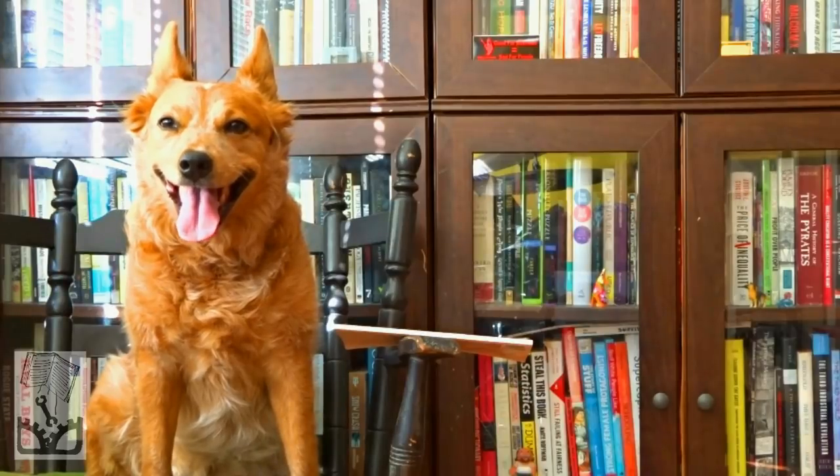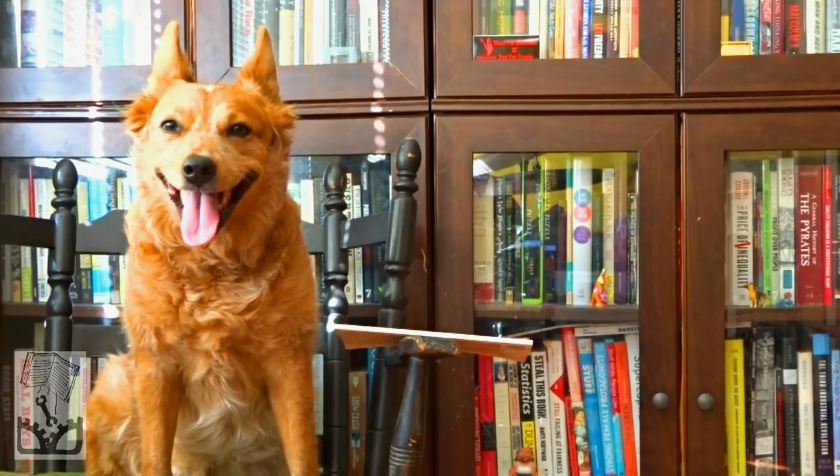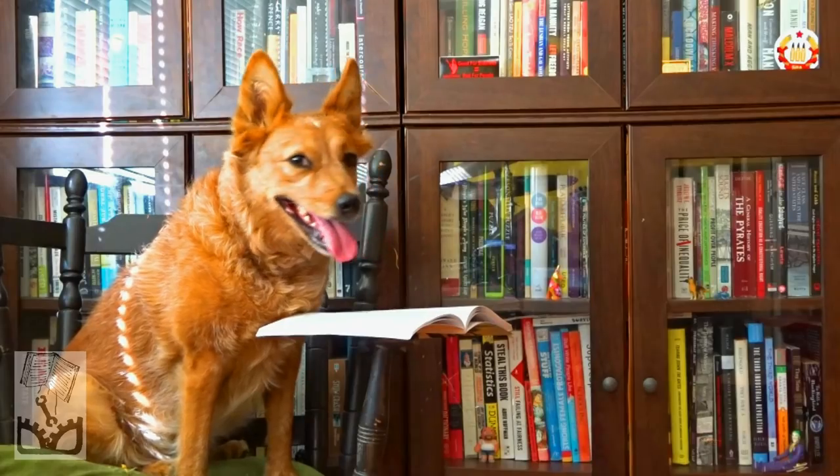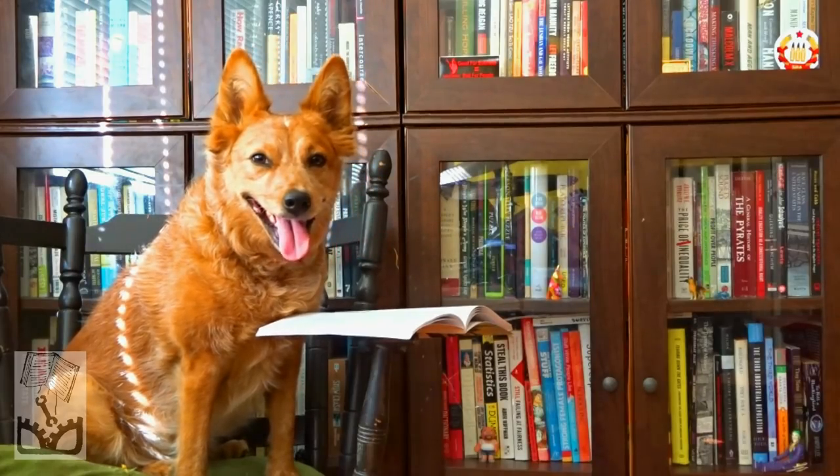Engels then looks to utopian socialist thinkers and explains that, like the French philosophers, they do not claim to emancipate a particular class to begin with, but all humanity at once. Like them, they wish to bring in the kingdom of reason and eternal justice, but this kingdom, as they see it, is as far as heaven from earth from that of the French philosophers. Basically, the bourgeois revolutions fell short.